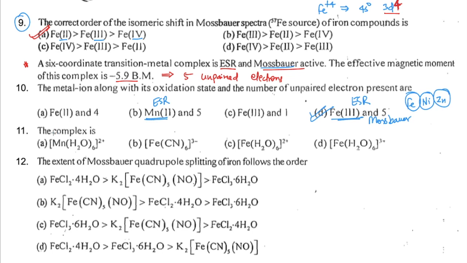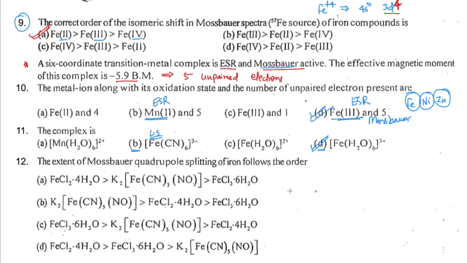The next question is also attached to the same one. It says that the complex is, now once you got that iron over here is in +3 oxidation state, which is there in both option B as well as option D. But option B is a low spin complex which will not have 5 unpaired electrons. So the metal with 5 unpaired electrons and +3 oxidation state is option D. So option D is correct for both of these questions.